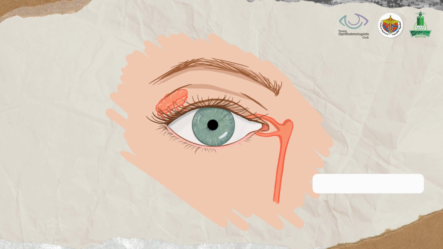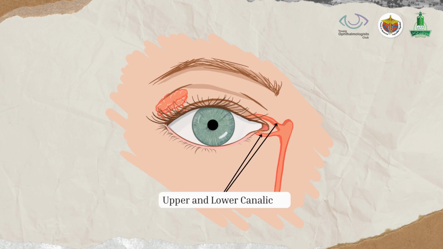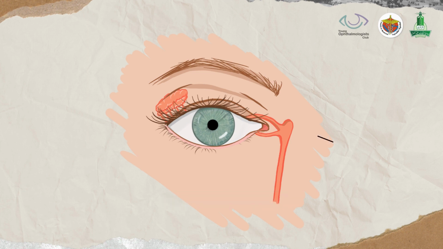protecting it. The structure found in the medial aspect of our eyes is called the nasolacrimal duct, which consists of the upper and lower lacrimal canaliculi and the lacrimal sac. Their job is to drain the tear fluid from the ocular surface into the lower meatus of the nose.